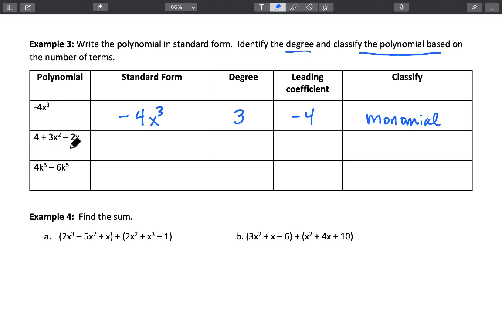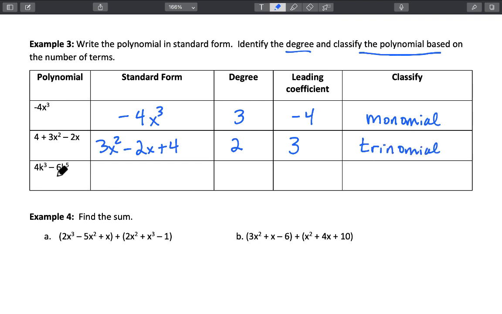All right, our next one, we see that we have a little reordering to do to write this in standard form. So we're going to write it from highest degree to the lowest degree. That's 3x squared minus 2x plus 4. The degree of this trinomial is going to be 2. We do not add exponents across multiple terms. We only add the exponents in single terms. And therefore, this is a degree 2 with a leading coefficient of 3, and we said it was 3 terms. It's a trinomial.